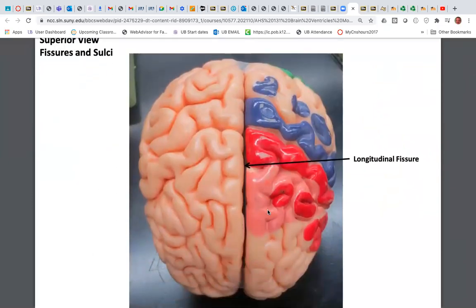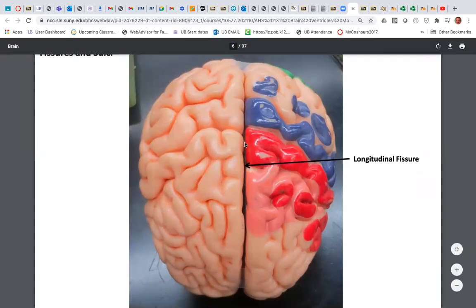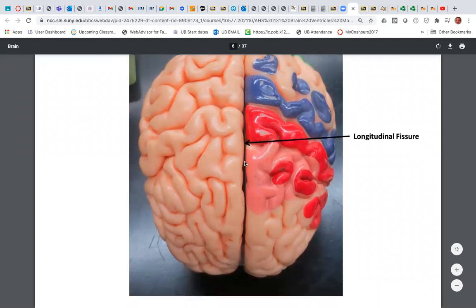Now, when we look at the brain, we do have fissures, which are clear delineations that separate certain parts of the brain from one another. So here, going right down the sagittal suture, remember where the sagittal suture was when we did osteology, there is a longitudinal fissure. And the longitudinal fissure separates the left hemisphere from the right hemisphere.